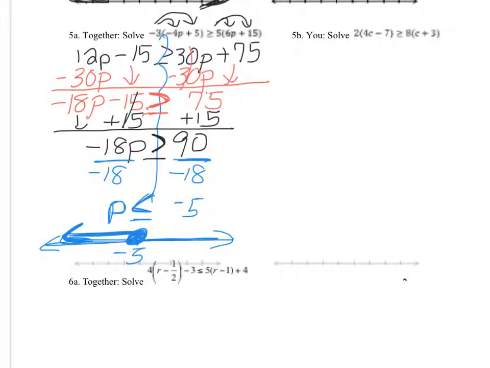Okay, number 6a. Again, we are going to distribute. 4 times r is 4r. 4 times 1/2 is 2. Then minus 3. Don't forget about that minus 3 out there. Is less than or equal to. 5 times r is 5r. 5 times 1 is minus 5. And then plus 4. Don't forget about that plus 4 out there.